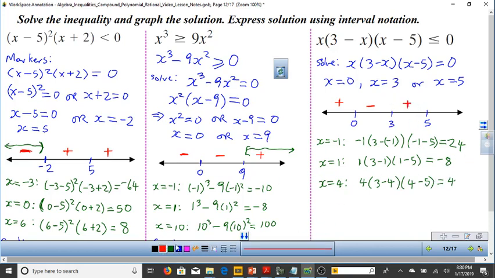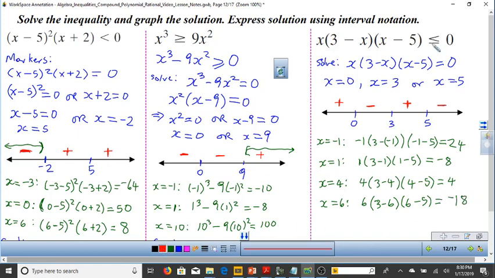And then we try x is equal to a number to the right of 5. Yeah, 6 is a good choice. So we do 6 multiplied by (3 minus 6), and then multiply by (6 minus 5). And we see that's positive 6 times negative 3 times positive 1. That gives us a negative number, negative 18. And so we get a negative here.